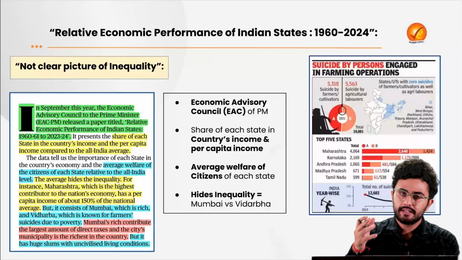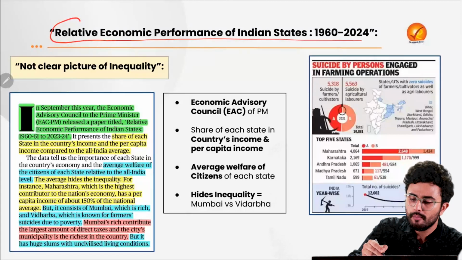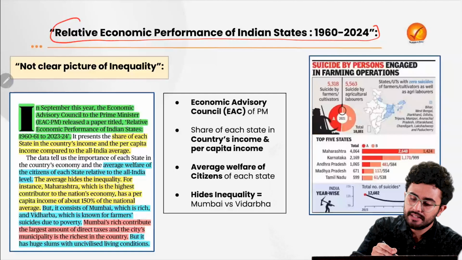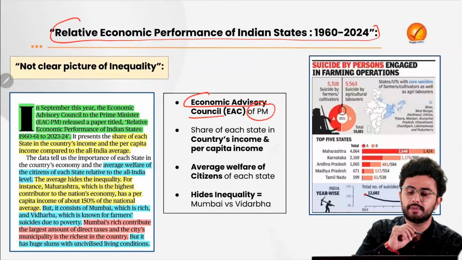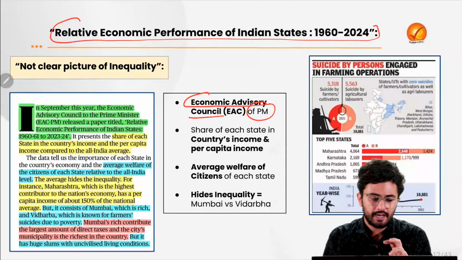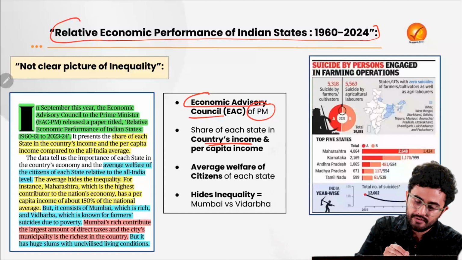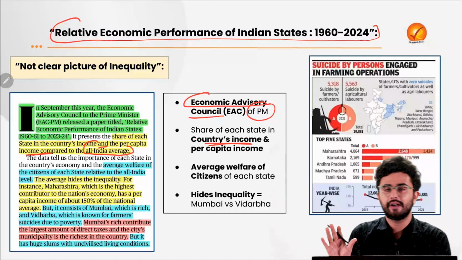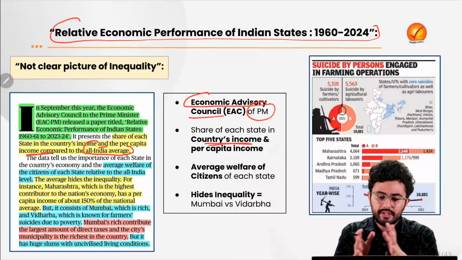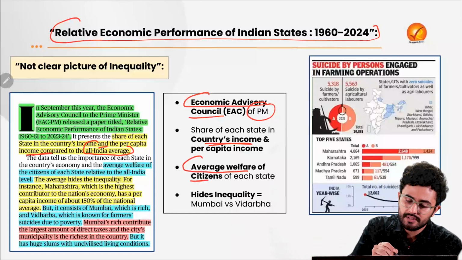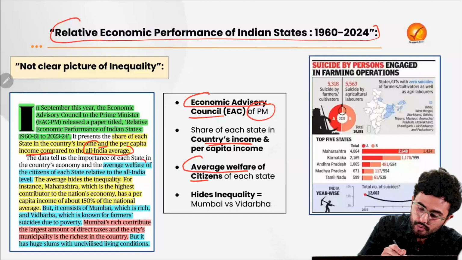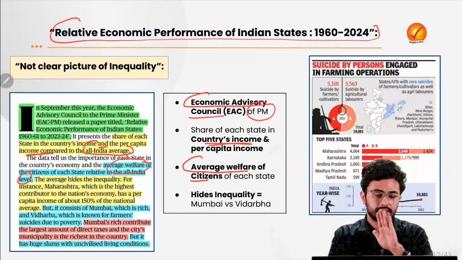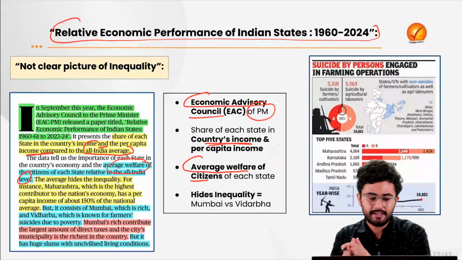The article suggests that there was a report called Relative Economic Performance of Indian States from 1960 to 2024, which was released by the Economic Advisory Council of the Prime Minister, where it analyzed the share of each state in the country's income and the per capita income and compared it with the all India average. The idea was to reflect the average welfare of the citizens of each state relative to the all India level. But the editorial today suggests that this report actually hides the inequality.